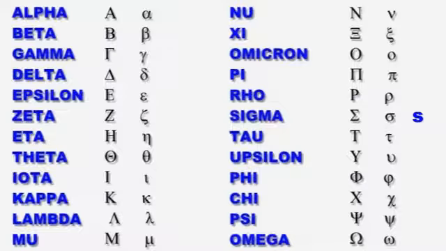Okay, so let's check out the spellings of these. Alpha is spelled out A-L-P-H-A. Beta is spelled out B, like in boy, E-T-A. Gamma is spelled out G-A-M-M-A. Delta is spelled out D-E-L-T-A. Epsilon is spelled out E-P-S-I-L-O-N. Zeta is spelled out Z, like in zoo, E-T-A. Eta is spelled out E-T-A. Theta is spelled out T-H-E-T-A. Iota is spelled out I-O-T-A.